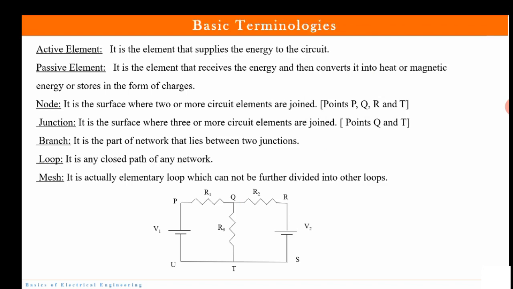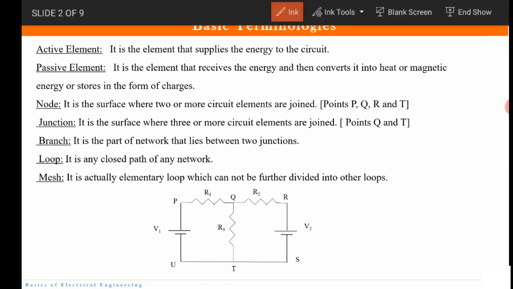Secondly, we come to loop. What do you mean by loop? Any closed circuit path is called a loop. Then what is mesh? Mesh is a basic loop, that is an elementary loop, which cannot be further divided. So it is the smallest entity and a loop can be a bigger entity. Fine. Now if we talk about this circuit, there are two loops, P, Q, T, U, that is this is a loop. Another loop is RQTS, which is this, right? So here we have two loops. I hope you understood this.